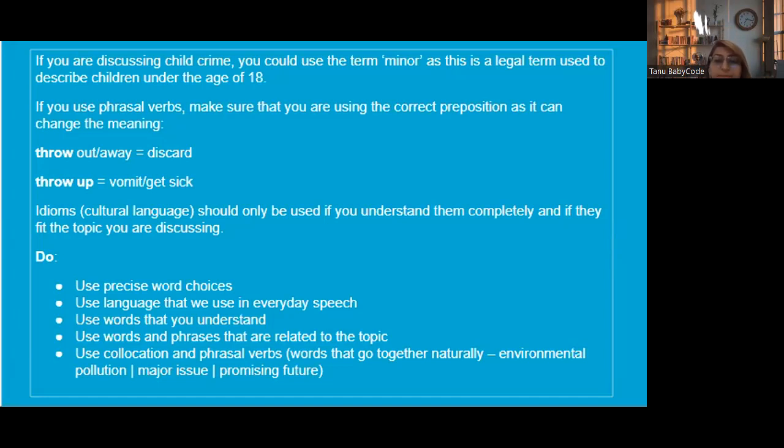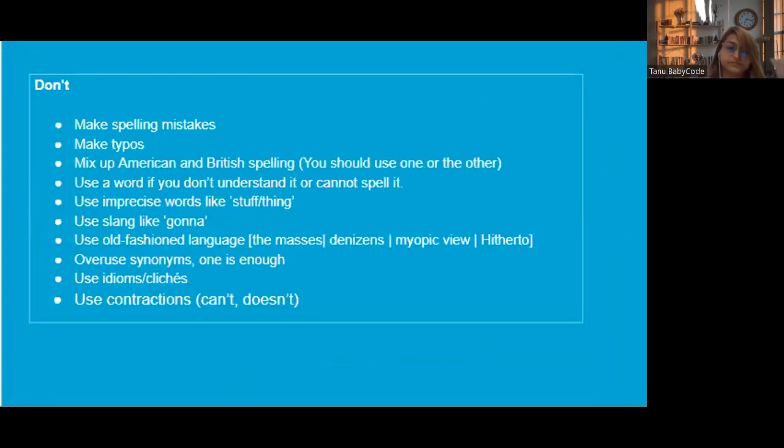Next one, what are the don'ts for this? Don't make any spelling mistakes or typos. Don't mix up American and British spelling. Don't use a word if you don't understand it or cannot spell it. Don't use imprecise words. Don't use any kind of slang like gonna. Don't use old fashioned words, like myopic view, or the masses, the denizens, right? Don't overuse synonyms. One is enough. Don't use idioms here. Don't use contractions here, right?